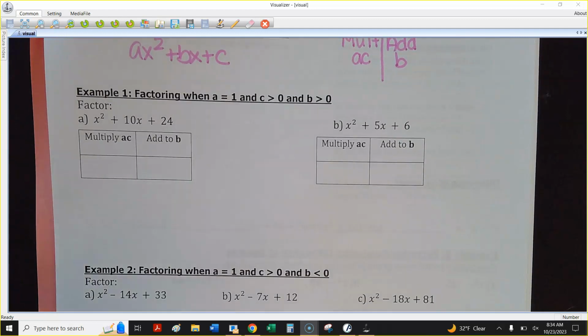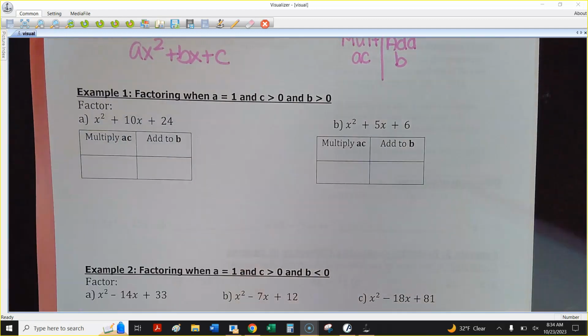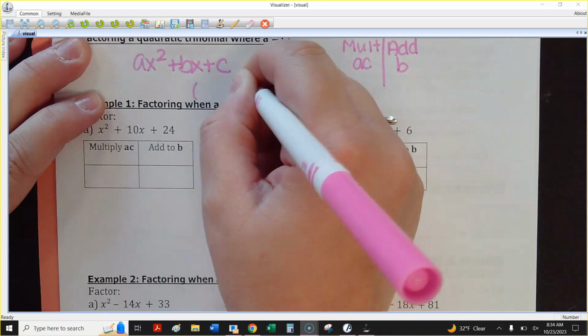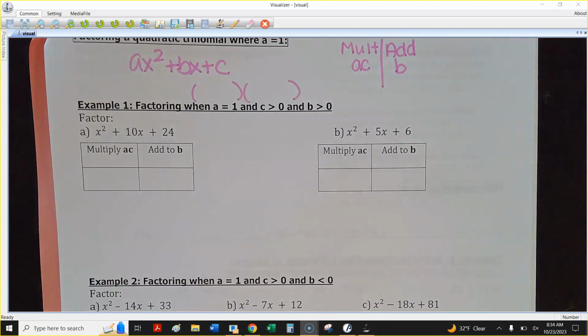So I've got x squared plus 10x plus 24. That's standard form. It's all multiplied out. The factored form is going to be like two little sets of parentheses that we could FOIL back to get that problem. So we're going to work it to factored form because that makes it easier to solve once we get to a quadratic equation.